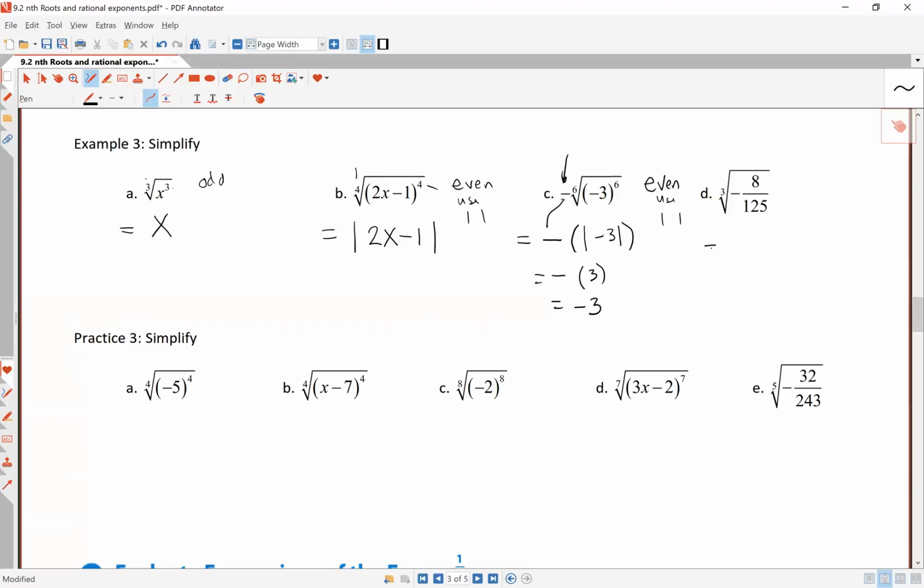And the cube root of -8 over 125, that's the cube root of -2/5 cubed. And so with an odd index, no absolute values needed. We just get -2/5.